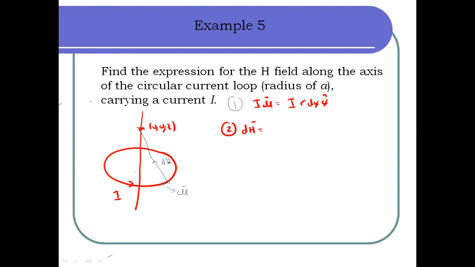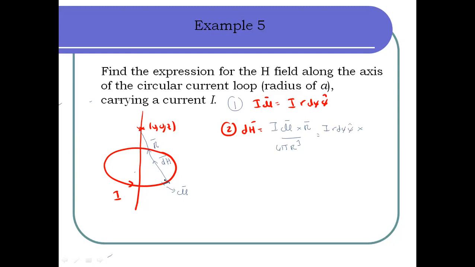Okay, so we can say that the DH based on the Biot-Savart law will be I dl vector cross R divided by 4 pi R to the power of 3. So we just substitute the respective dl vector. So we have I of R d phi, direction of phi, cross product with the vector of R. The vector of R is a vector directed from the dl element to the point of 0, 0, Z. So that should be your vector of R.